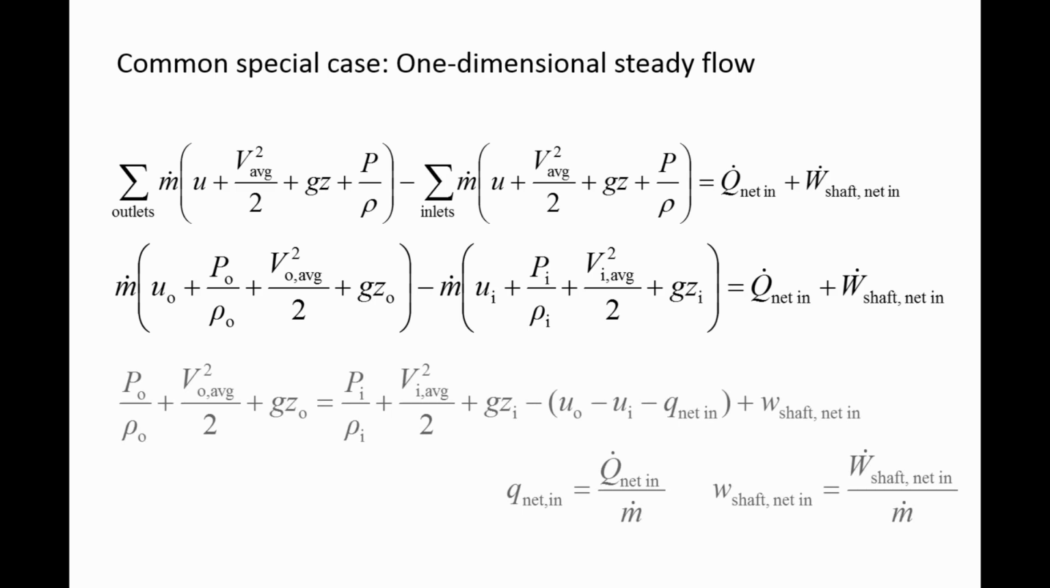Next, we divide the entire equation by m dot and bring the internal energies to the right side of the equation. We now have P over rho plus V average squared over 2 plus Gz at the outlet equals the same expression at the inlet minus the quantity specific internal energy at the outlet minus specific internal energy at the inlet minus net heat in per mass plus the net shaft work in per mass.